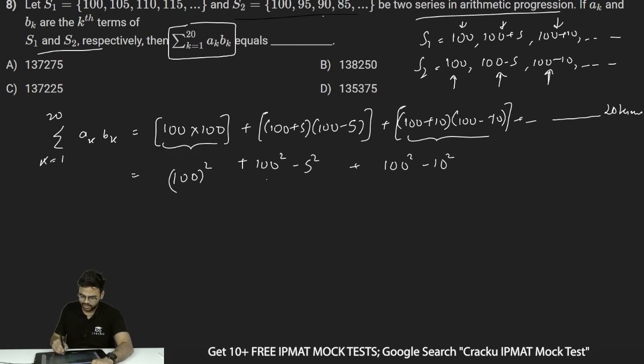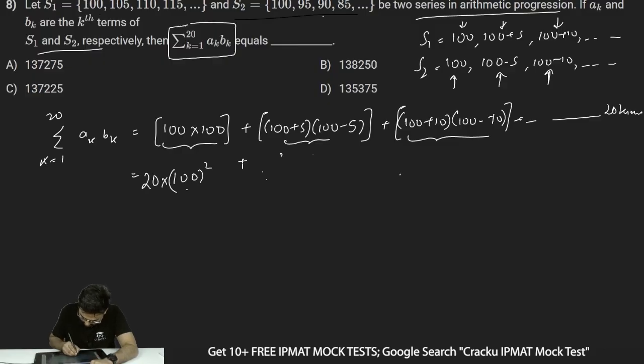This will give me 100 square minus 10 square. So there will be many instances where I get 100 square. In my second term, third term, fourth term as well, I'm getting 100 square. So in total, 1, 2, 3, 4, 5 up till 20, there will be 20 instances of 100 square. So directly I can write this as 20 into 100 square.